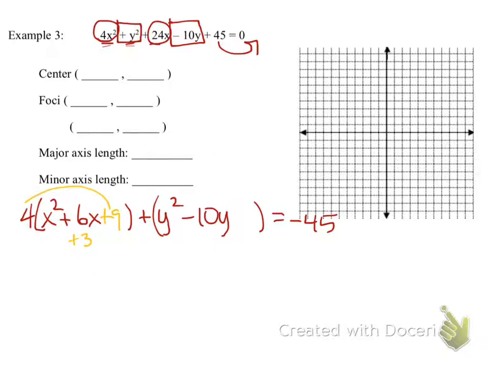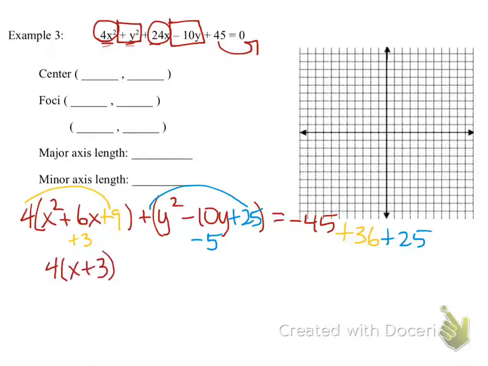That 9 is inside the parentheses, so I actually need to add 36 to the other side. Be careful of that. Half of negative 10 is negative 5. Squared is 25. There's nothing in front of the parentheses other than a 1, so I'm just going to add 25 to the other side. And now I can write these in factorable form, or factored form.